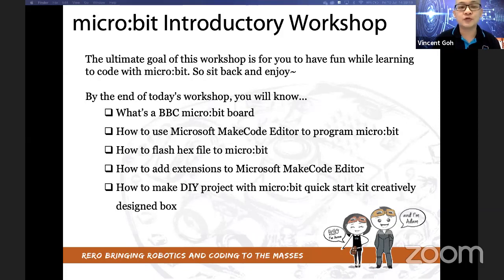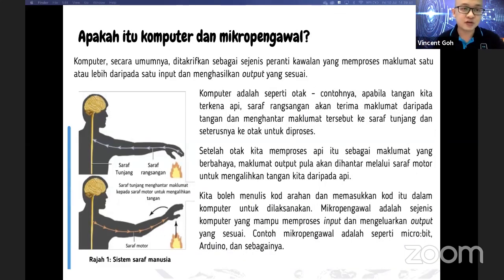Then we will also teach you how to transfer your hex file to the microbit. The quick start kit doesn't need any extension, but I will also teach you, let's say you have a NeoPixel, then maybe you can add the NeoPixel extension to the editor, then you can program NeoPixels. Okay, so today we are going to start Volume 1, Part 1.